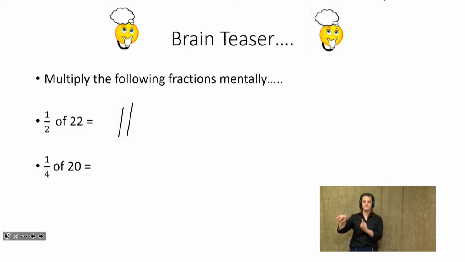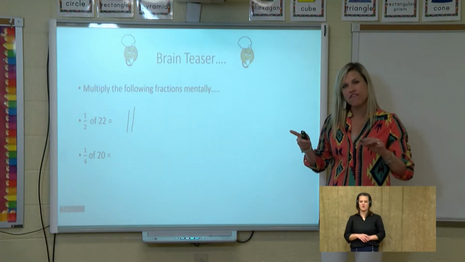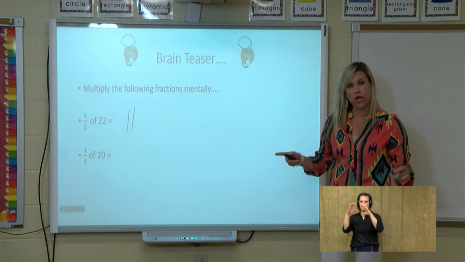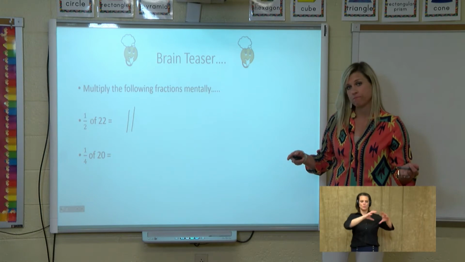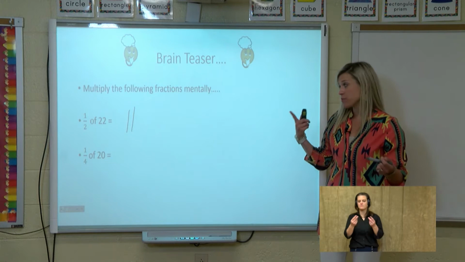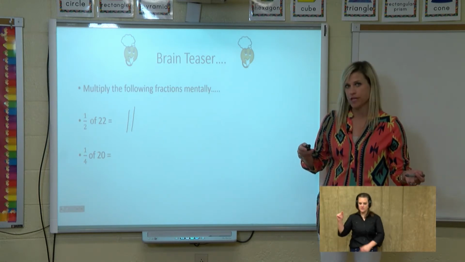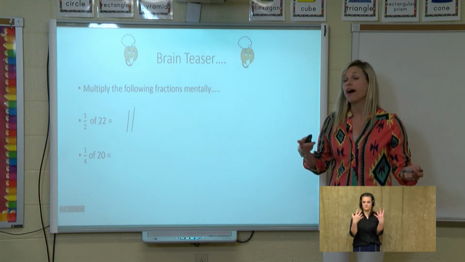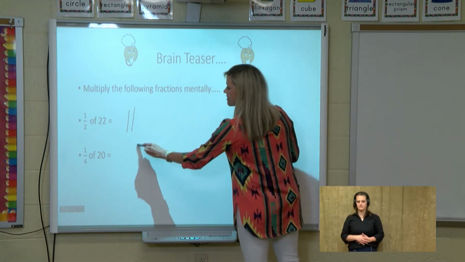What about 1/4 of 20? In my brain, I start to think about 20 objects. And I think, if I broke those objects into 4 groups, how many objects would be in one of the 4 groups? Well, if you know your multiplication facts, you should be automatically able to say, I know 4 times 5 is 20. So 1/4 of 20 should be 5. Let's see though if I'm right.